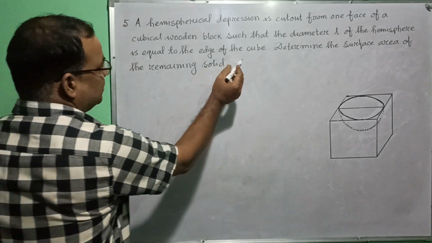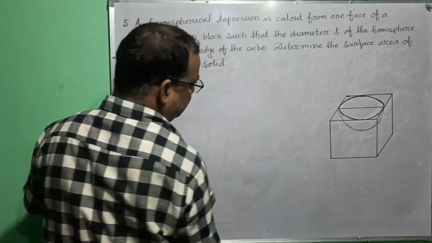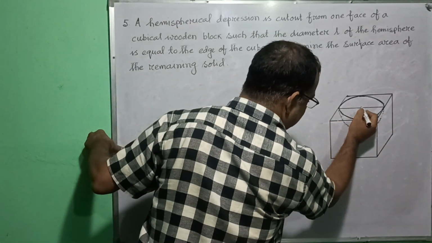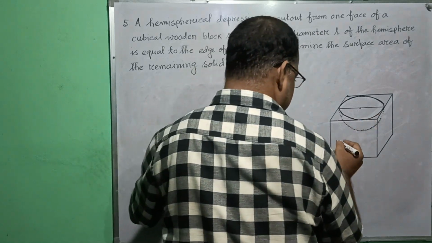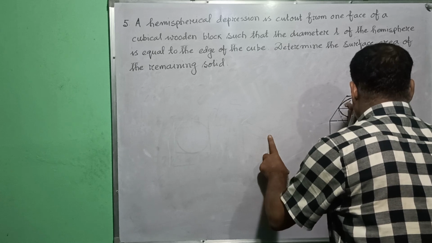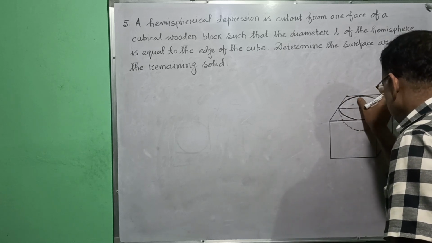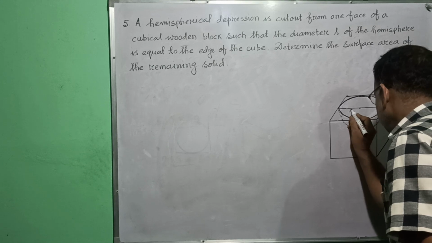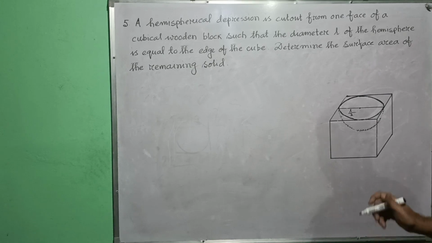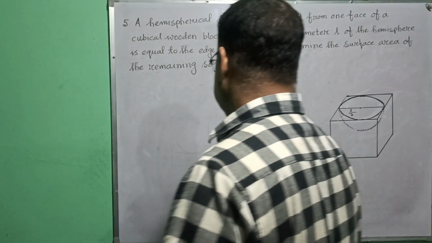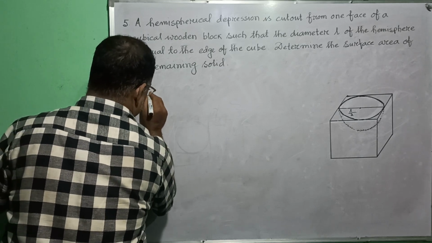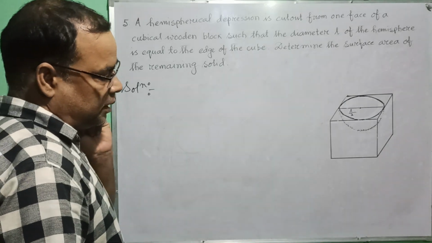Now, it is given that the diameter is L. So if the diameter is L, then the radius of the hemispherical part will be L by 2. We can write here L by 2, that means the radius of the hemispherical part, and the side is given L. Now, one by one, we'll write like the previous one.